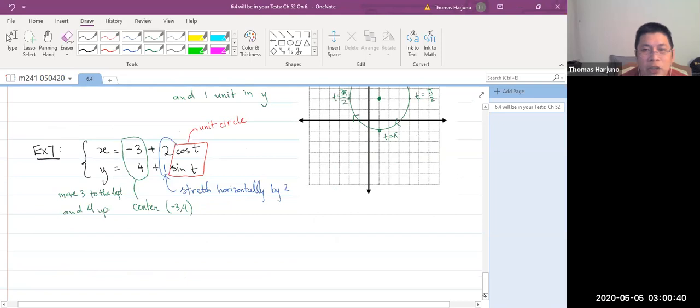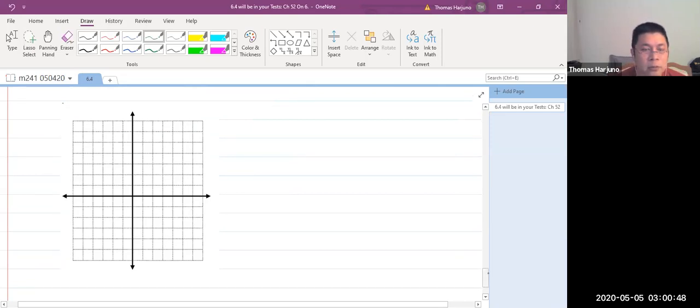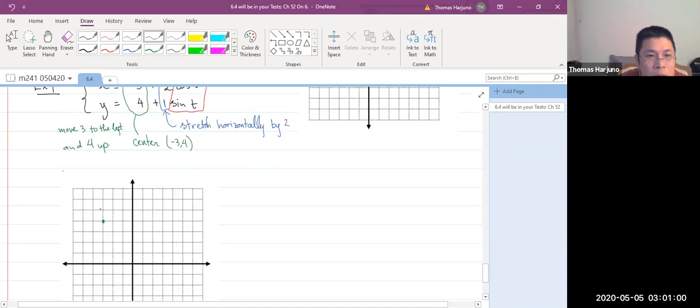Okay, so if I try to sketch that graph, the center is negative 3, 4. It's here. Okay, but then it's supposed to be a unit circle, right? Let me draw the unit circle here. But I stretch that horizontally 2 units to the right, so also to the left. I don't move that up and down vertically. So my circle now, after I stretched it, will become an ellipse. You can say an ellipse is basically a circle that is stretched unevenly vertically and horizontally.